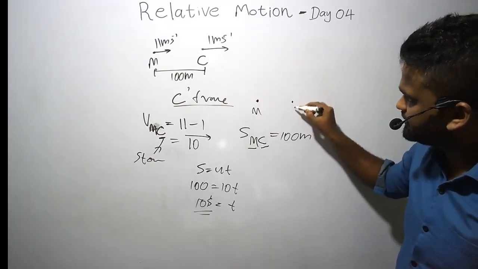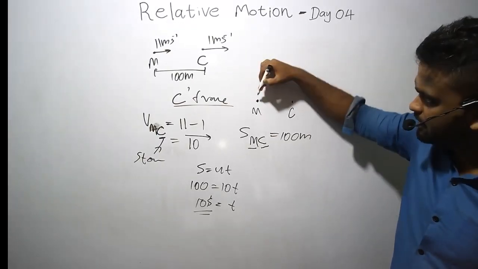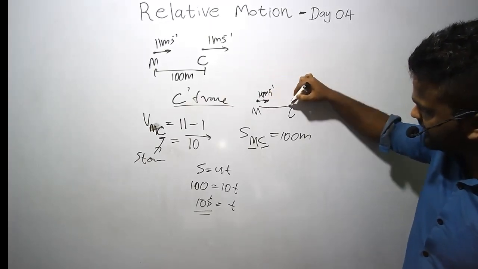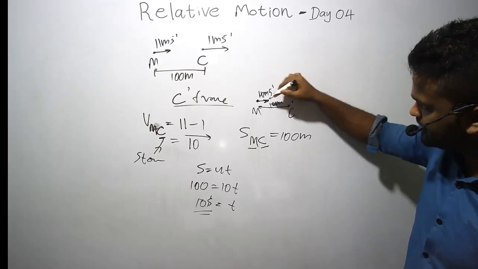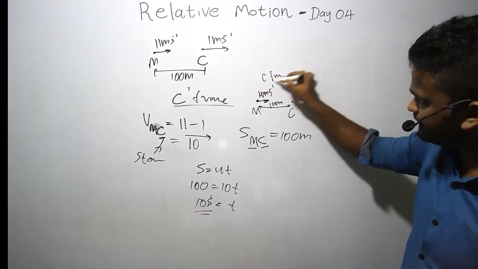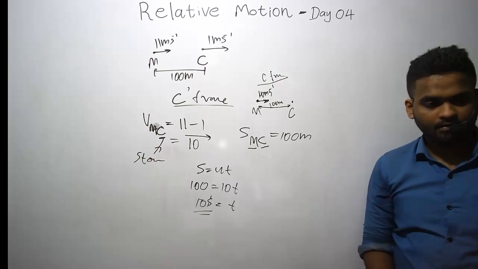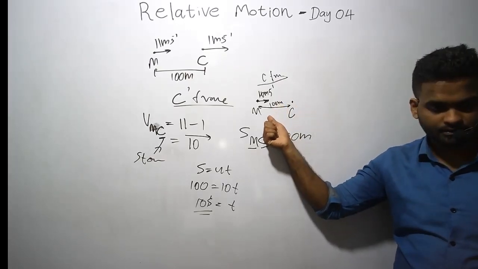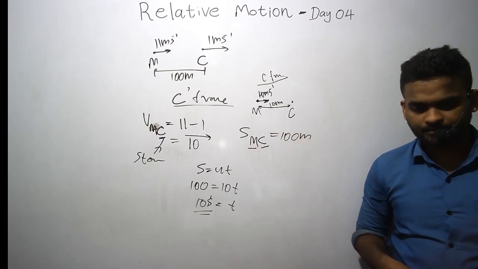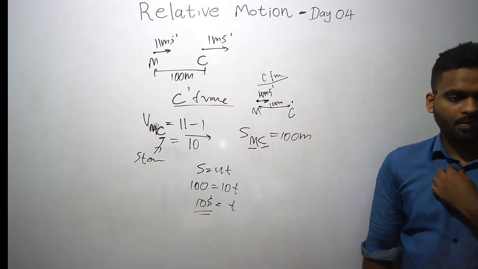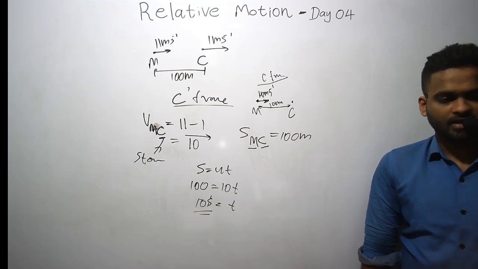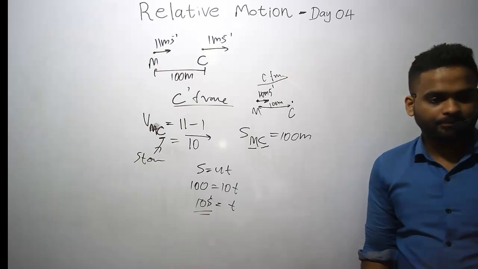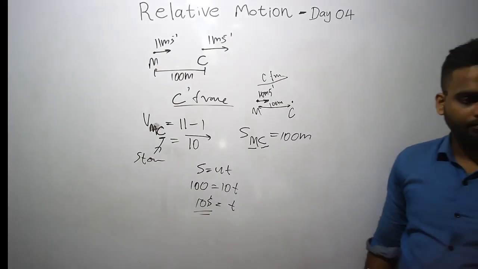So this is the diagram, right? Cyclist is at rest. Motorcycle is moving towards the cyclist at 10 meters per second, and their gap is 100 meters. So this is the C frame. Draw this as well, and thumbs up, okay? This frame thing you have to understand, okay? Otherwise the questions are easy.